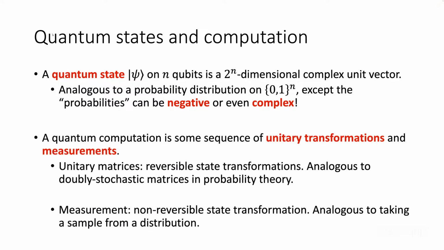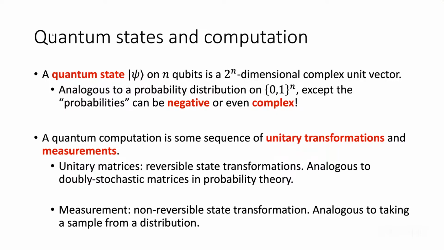And a quantum computation is going to be a sequence of unitary transformations on these states, unitary transformations and measurements. So what are these two types of transformation? Unitary matrices are reversible state transformations. So if you apply a unitary transformation, you can always apply the inverse. This is analogous to applying a doubly stochastic matrix in probability theory. We know that doubly stochastic matrices map probability distributions to probability distributions. Invertible. So unitary matrices are the quantum analog of that.